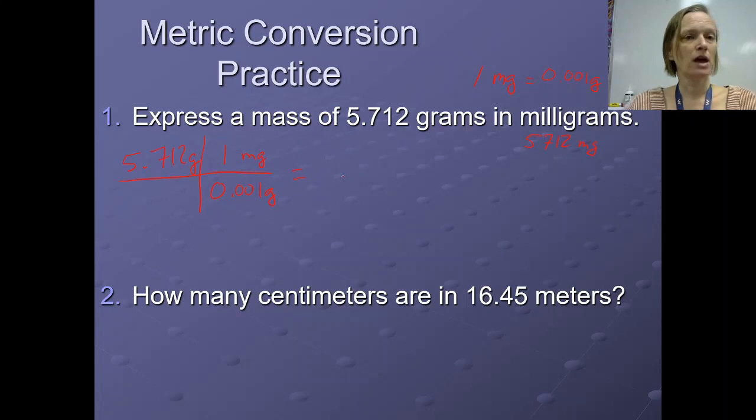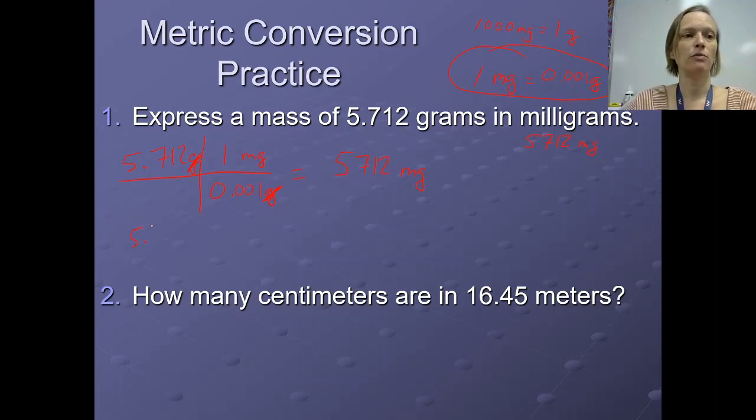When I do the math, I should get, remember, my units cancel, my grams cancel with grams, I'm left with milligrams, and I have 5,712 milligrams as my answer. Maybe this is not the conversion factor you have memorized. You might have a different conversion factor memorized. You might know that there are 1,000 milligrams in 1 gram. That conversion factor works too.